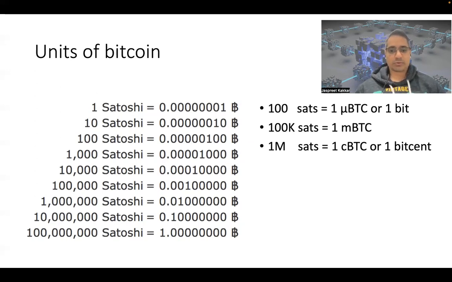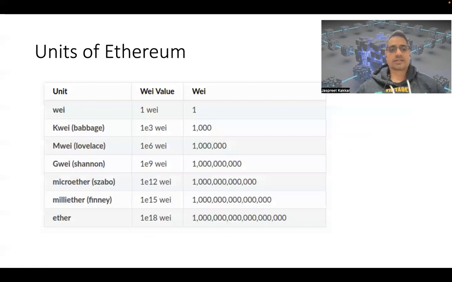So let's keep moving and understand the units of Ethereum as well. Ethereum, in comparison to Bitcoin, has 18 decimal places. So the minimum, again, is called the wei. The 1 wei is the smallest unit, which is 0 point, then 17 zeros and 1. And similarly, when you keep moving, kilowei is 1000 wei, and then we have megawei, which is 1 million wei, and then we have gigawei.